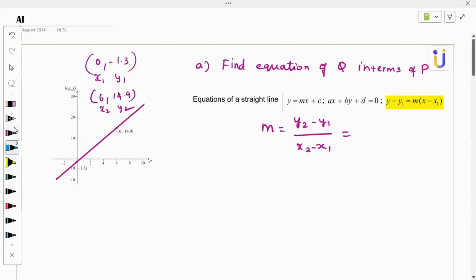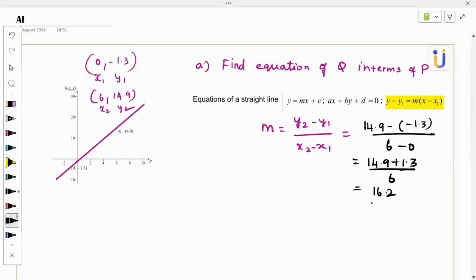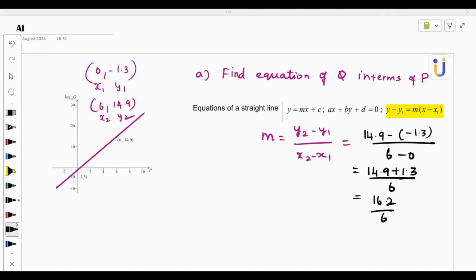Got it? Just a substitution and a bit of work. y2 minus y1, so my y2 is 14.9 minus of y1 which is negative 1.3, over x2 minus x1, which is 6 minus 0. So 14.9 plus 1.3 by 6, that is 16.2 by 6. So let it be, and we can just simplify it if we want. Or let it be as 16.2 divided by 6. It's around 2.7.